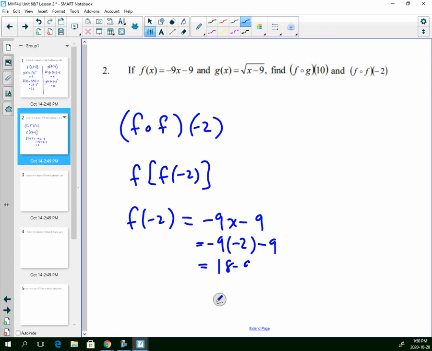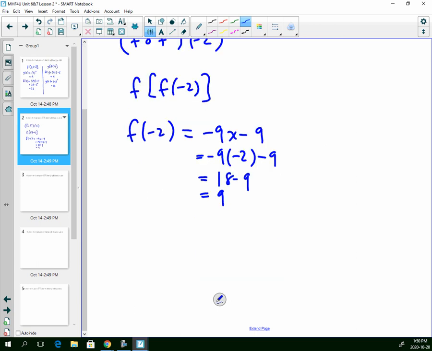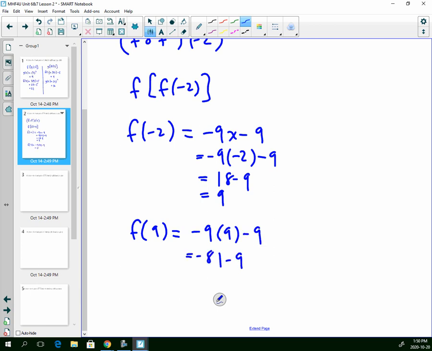So what's that? 18 minus 9 is 9. And then I'll do the same function, but this time with 9. So what do we get? -81 minus 9 is -90. So it doesn't have to be two different functions. You can substitute it back into the original function.